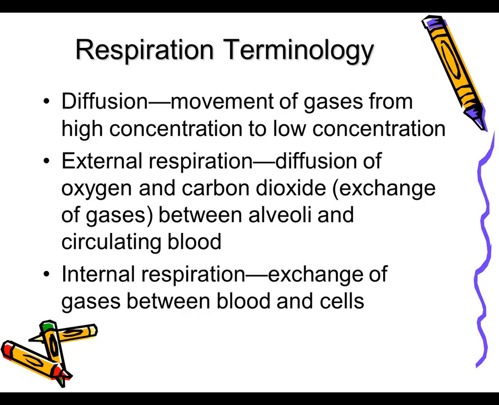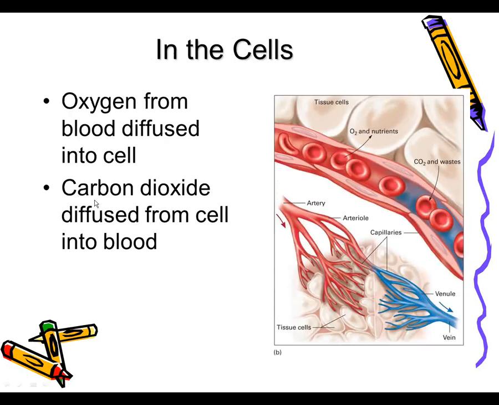External respiration refers to the diffusion of gas across the capillary beds into the alveoli, and from the alveoli into the capillary beds. And then internal respiration is just the reverse. The exchange of those gases from the alveoli into the cell, and from the cell back into the alveoli.